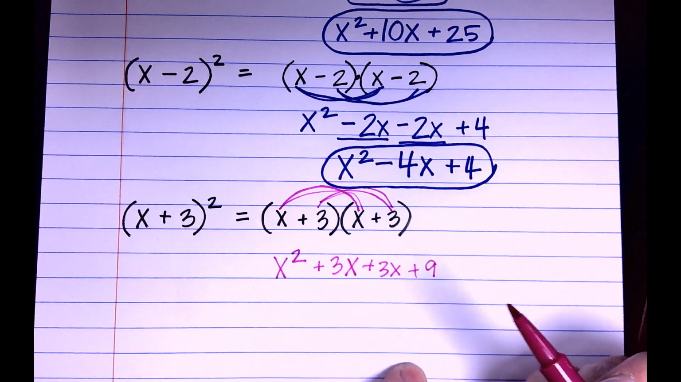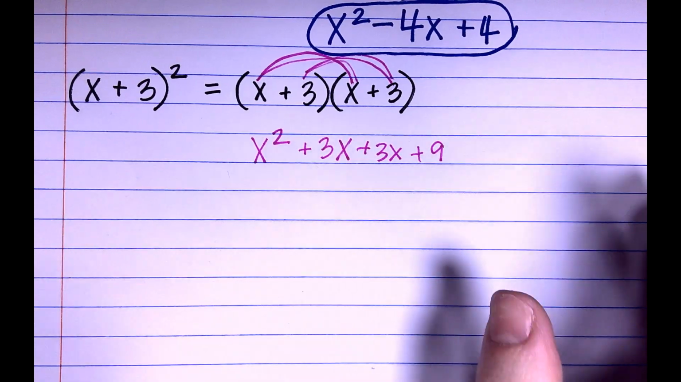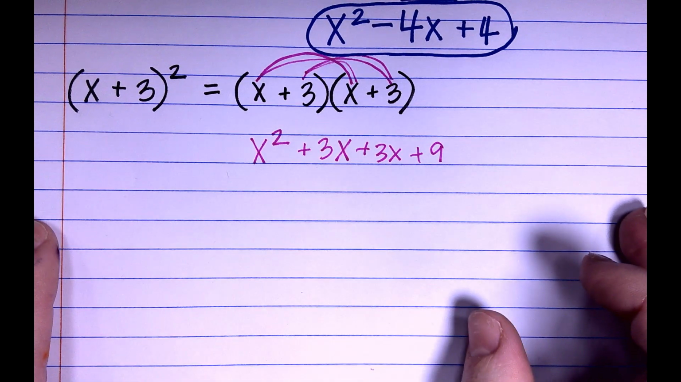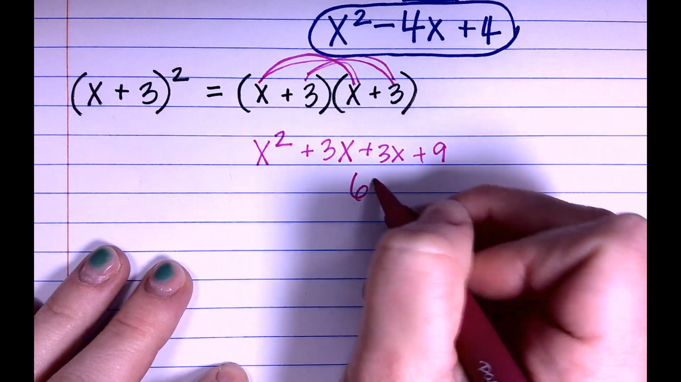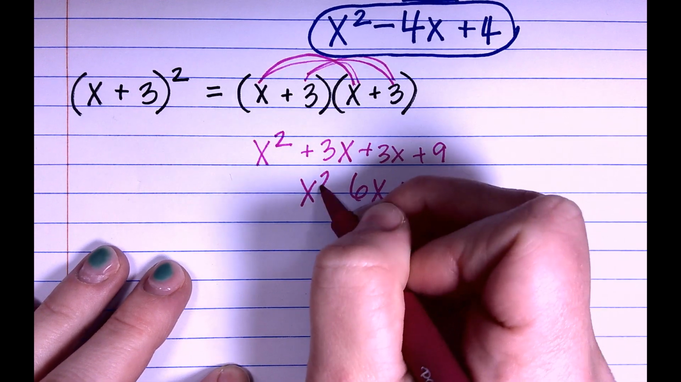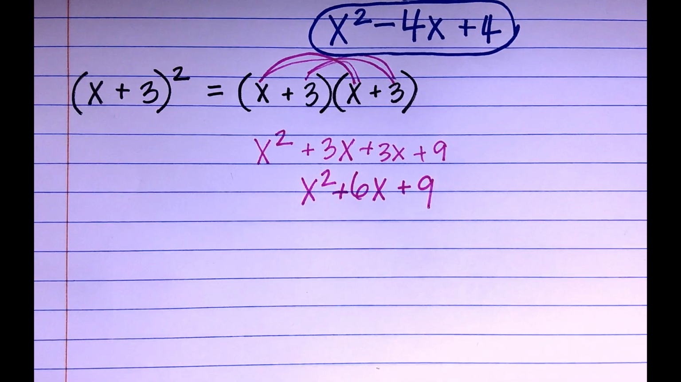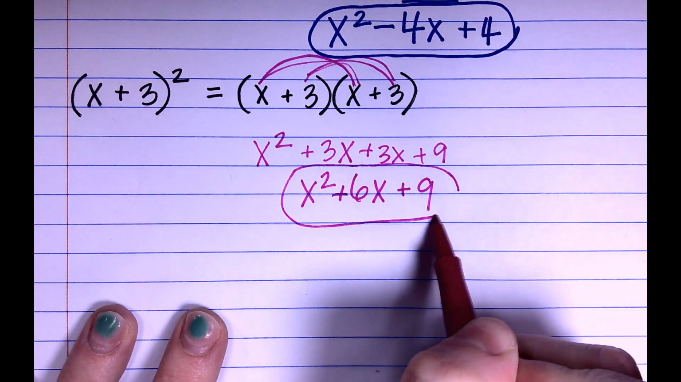9. Okay, now the tricky part. Combine your like terms. Do we change the exponents? No. You got it. What is 3x and 3x? 6x. Bring down my plus 9. Bring down my x squared.